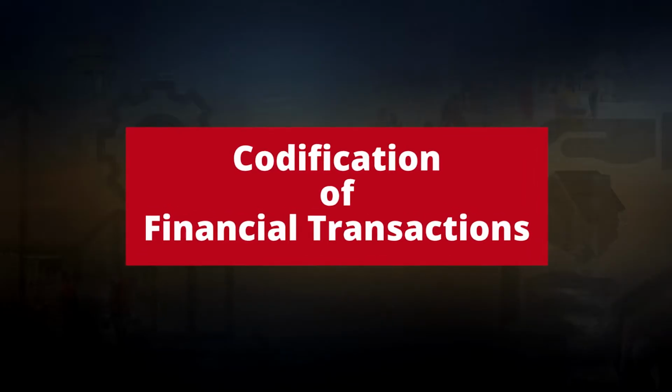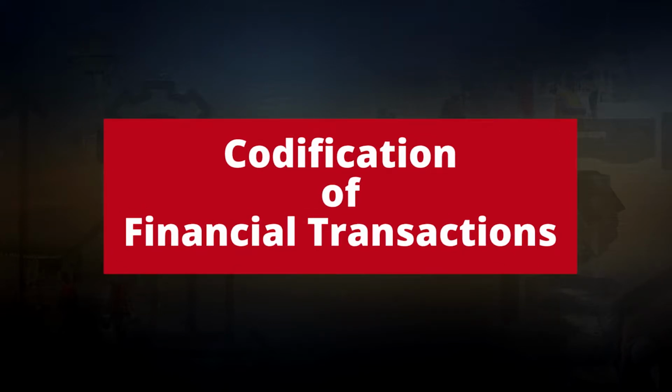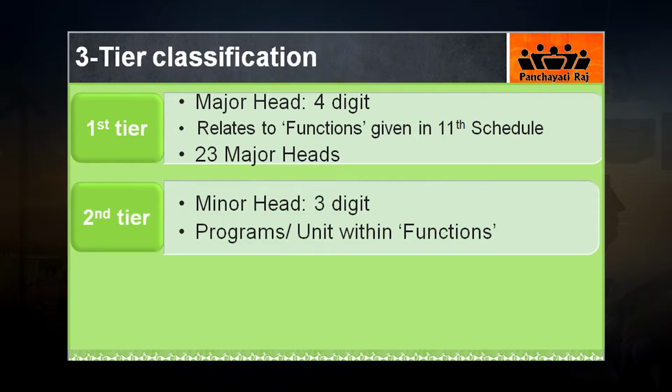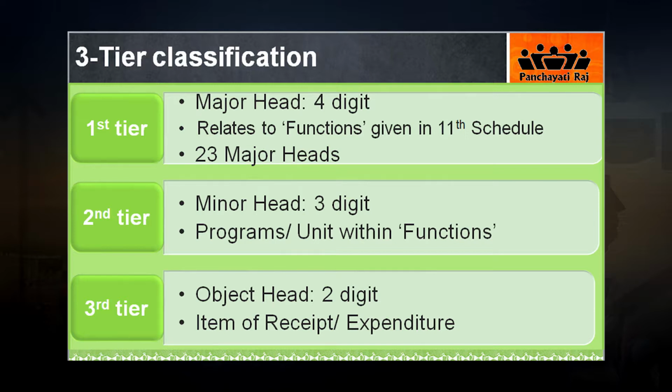Now, the most important thing in maintaining this accounting system or procedure is codification, or accounting codes. So now we will learn how the codes are assigned and how to use these codes in codification of financial transactions. All the financial transactions of panchayats are classified under a three-tier structure with codes assigned. First tier, major head. Second tier, minor head. Third tier, object head. Let's go one by one.